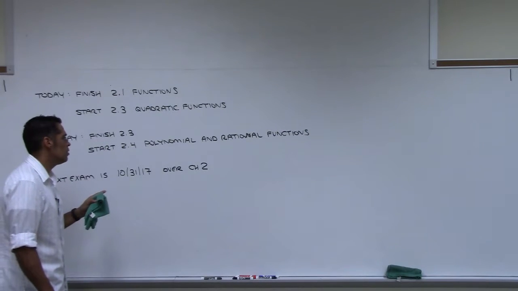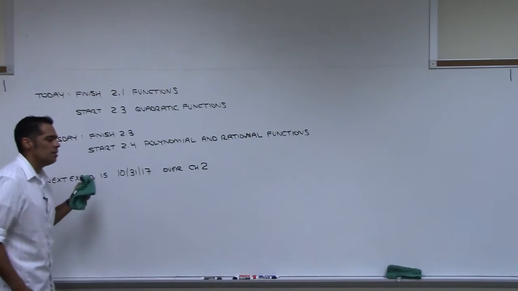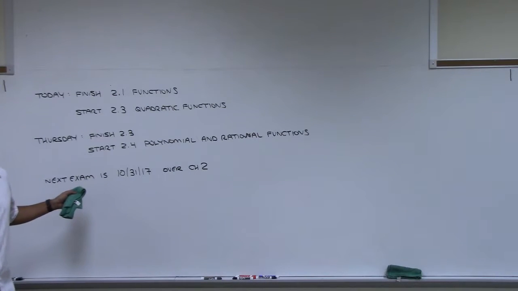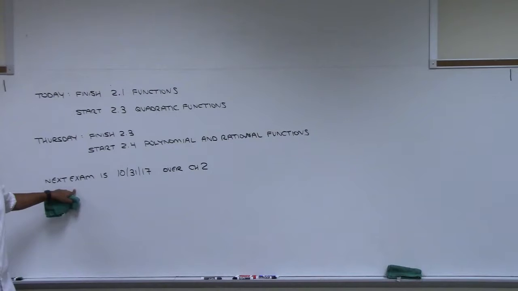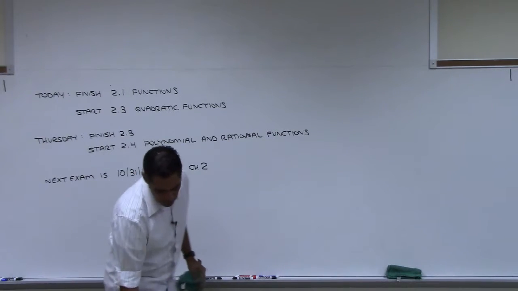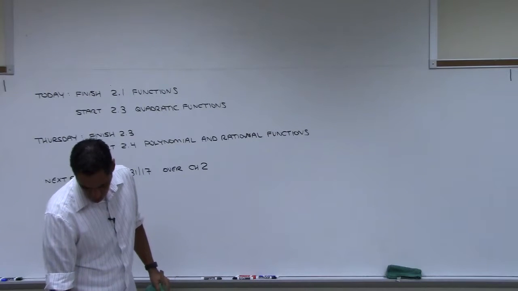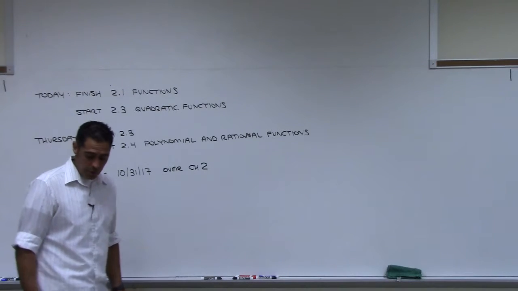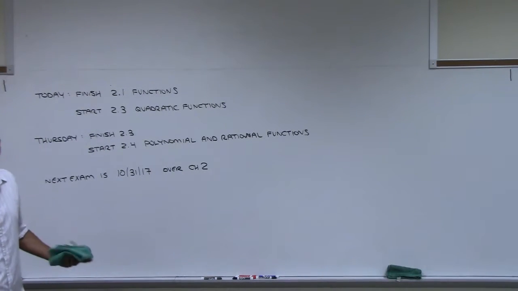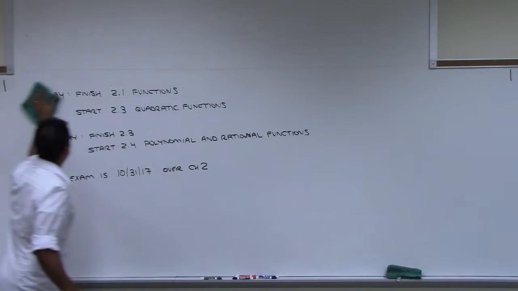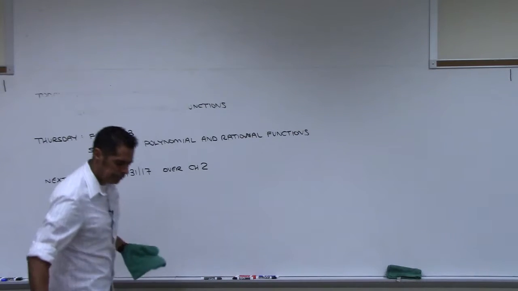We'll start 2.4. And just a reminder that our exam, we're still a little ways off, but exam 2 will cover just chapter 2. So I think it's 2.1. We skipped 2.2. So it's 2.1, 2.3, 2.4, 2.5, and 2.6. All right?